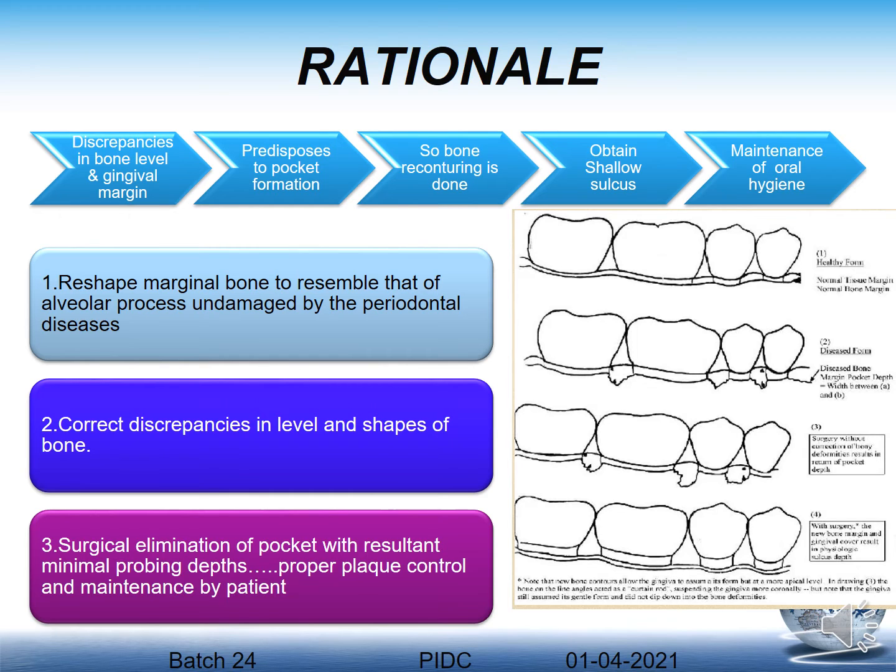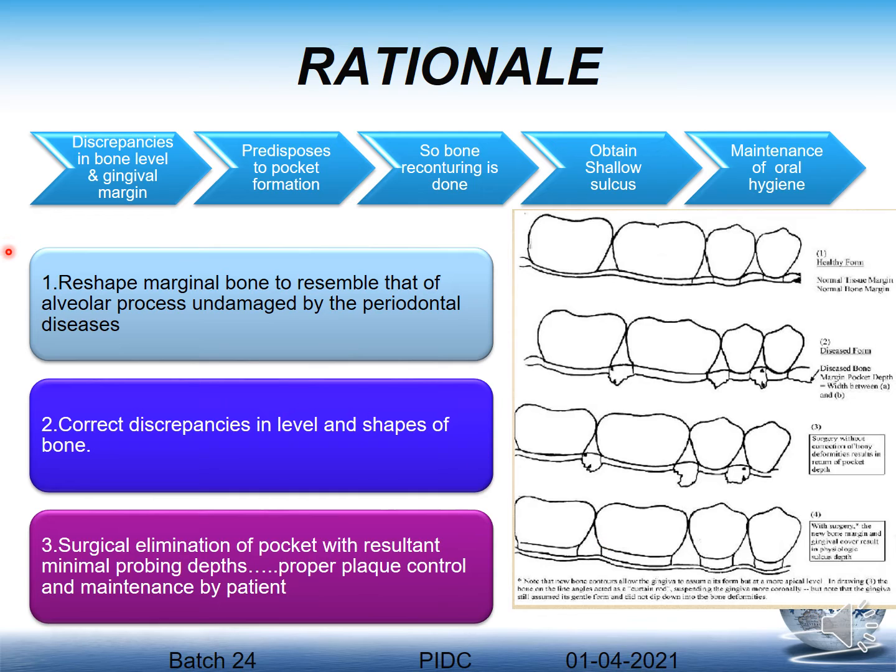Next, coming on to the rationale. The main rationale behind this is that there could be discrepancies in the bone level or the gingival margin level. This could lead to pocket formation. So what we do is we contour this area in such a way that you get a shallow sulcus, and thereby you allow the patient to maintain this area. So this irregular surface is contoured to a very good surface, and the gingiva lays down behind that, and this is allowed for the patient to maintain.